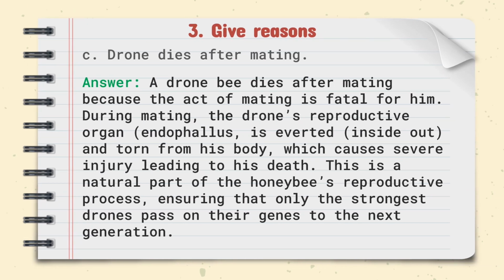3. Drone dies after mating. A drone bee dies after mating because the act of mating is fatal for him. During mating, the drone's reproductive organ, endophallus, is everted inside out and torn from his body, which causes severe injury leading to his death. This is a natural part of the honeybee's reproductive process, ensuring that only the strongest drones pass on their genes to the next generation.